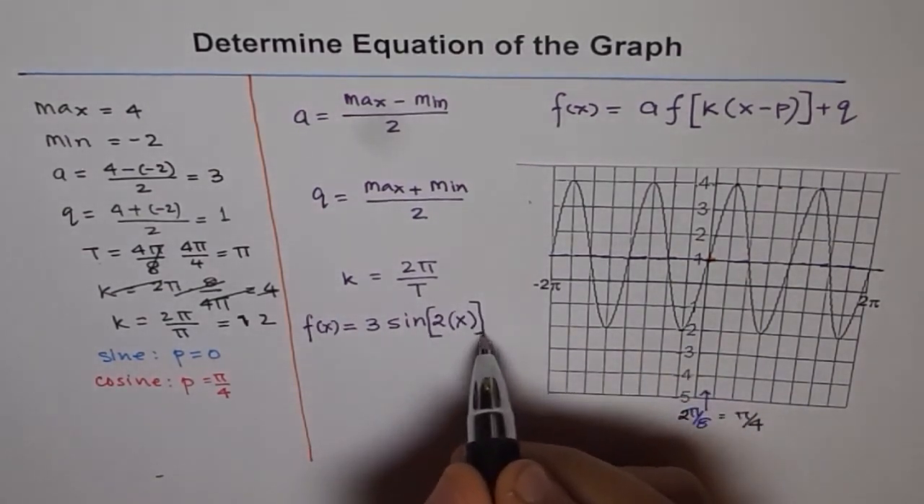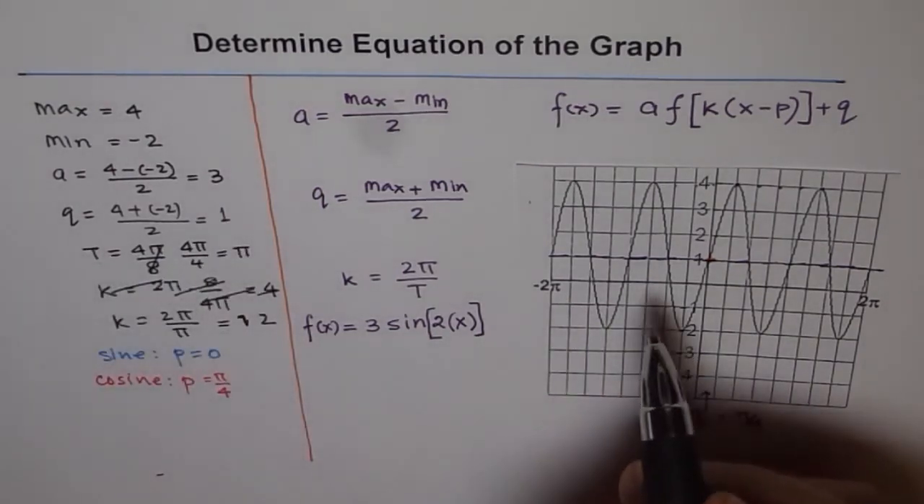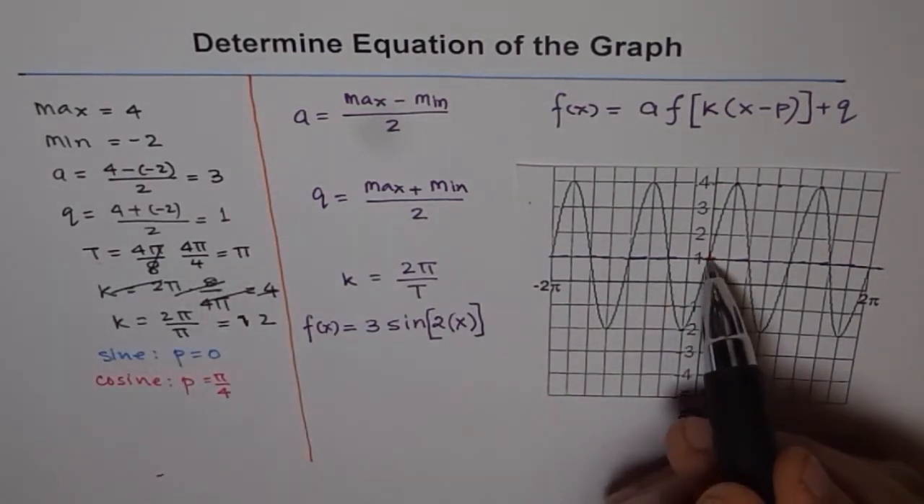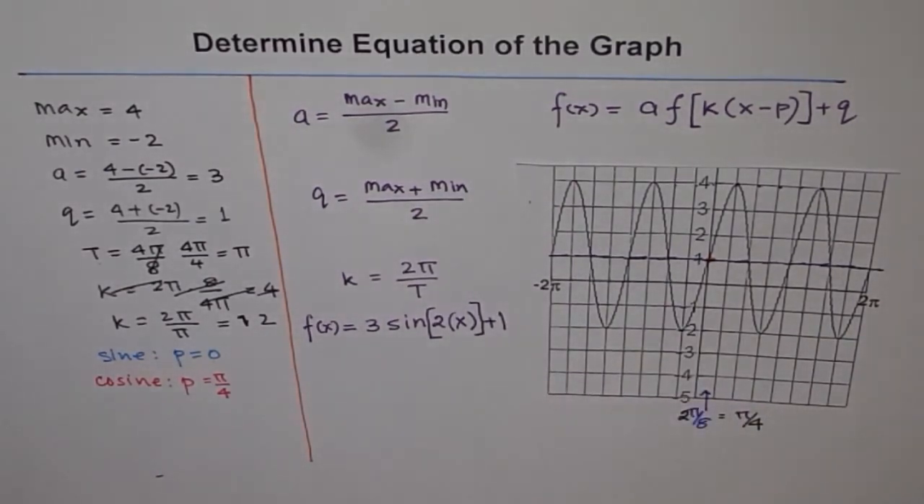There was no need of this bracket at this time. And Q is plus 1. And you'll see this wave axis is 1 unit up, plus 1. So that is my sine wave.